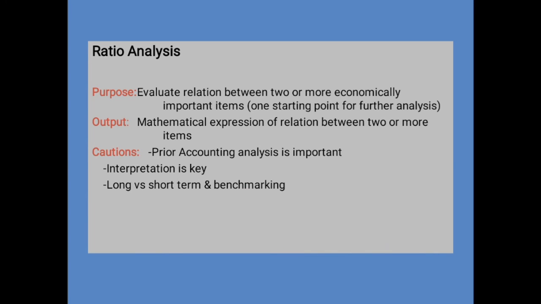And the third is about ratio analysis. The purpose of ratio analysis is to evaluate relation between two or more economically important items, one starting point for further analysis. And the output is mathematical expression of relation between two or more items. And the caution is prior accounting analysis is important, and then interpretation is the key, and then long versus short term and benchmarking.